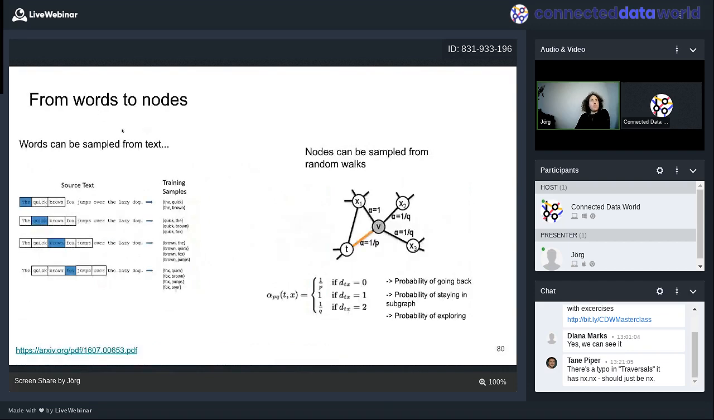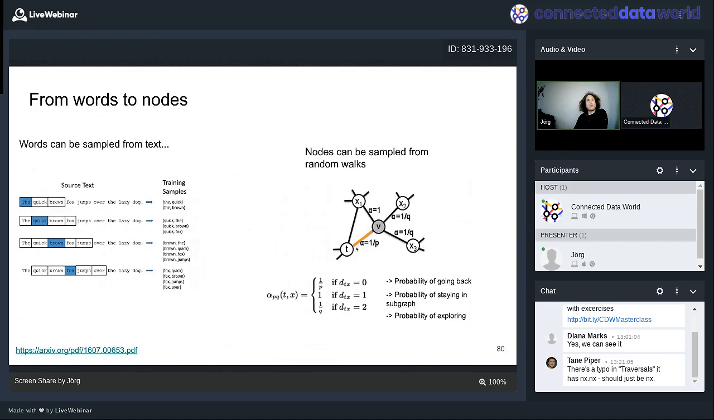Great. We know how to do that from words. Now, how can we do the same for graphs? Words, or text, have the advantage that we have a linear structure, also called sentences. So we can basically go through and sample the context around a word. Here we know those two words are close by.